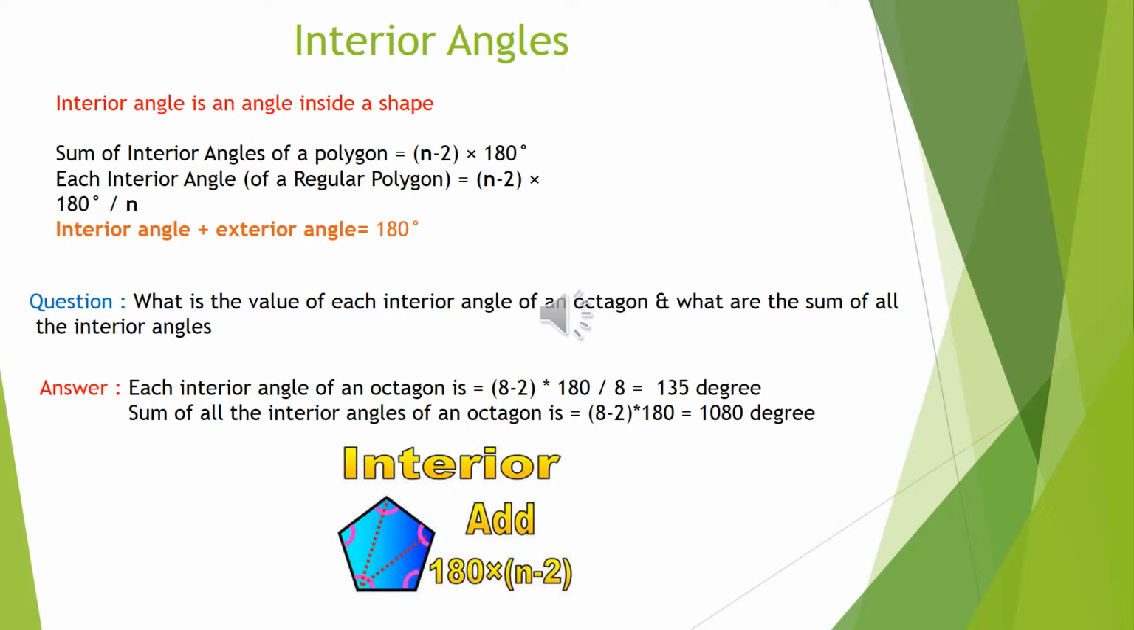Now it's question time. Question: what is the value of each interior angle of an octagon, and what is the sum of all the interior angles? Correct. Each interior angle of an octagon equals 135 degrees. The sum of all the interior angles of an octagon is 1080 degrees.